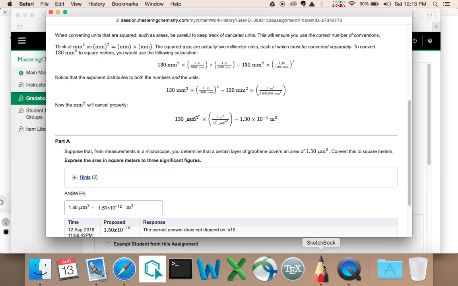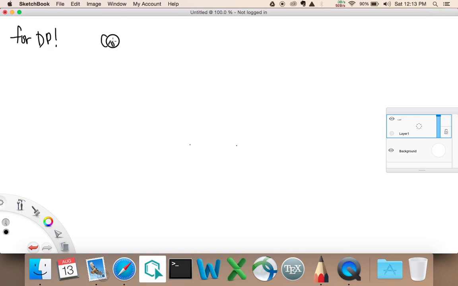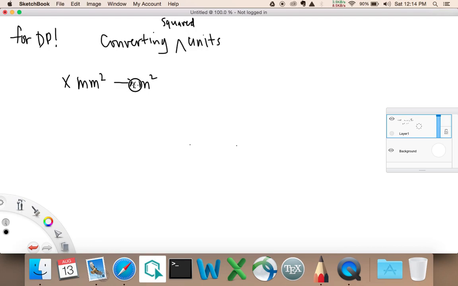This question is about converting units, but more particularly, converting squared units. The first one has an example that goes from square millimeters to square meters. How are we going to get from x square millimeters to y square meters? The next question in the stem is square micrometers to square meters.